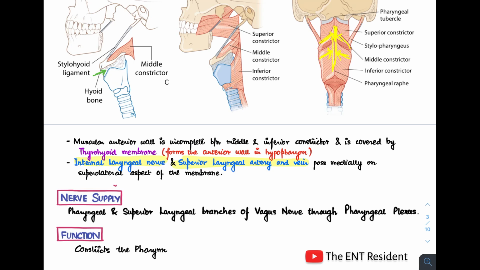Next, the nerve supplies. It has the same nerve supply as the superior constrictor, which is the pharyngeal and the superior laryngeal branches of the vagus nerve via the pharyngeal plexus, and it also helps in constricting the pharynx, the middlemost part of the pharynx. As you can see here in these structures, how the middle constrictor muscle originates and goes for its insertion.